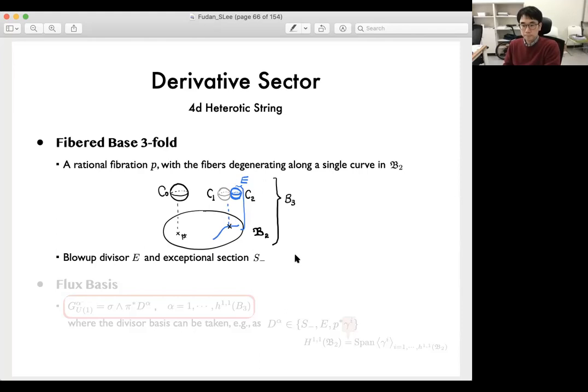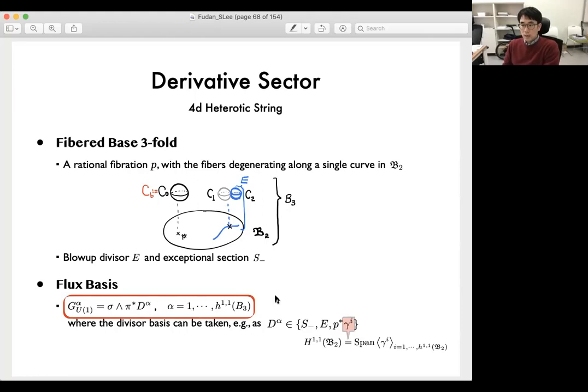Also, in the rest of this talk, the base curve CB will be fixed to C0 for our study of the elliptic genus. Now, let's say we are given an explicit U1 model over a threefold base of this form. This means that a concrete elliptic fibration is specified, and also that a Lorentz invariant flux is chosen. As I reviewed in the introduction, the flux is a linear combination of these basis fluxes. Here, the sigma is once again the Shioda image of the section, and the D alphas are basis divisors of B3. In this current setting, D alphas can be either the section S minus, the blow up divisor E, or the pullback divisors, with gamma i's here denoting the base divisors of B2.